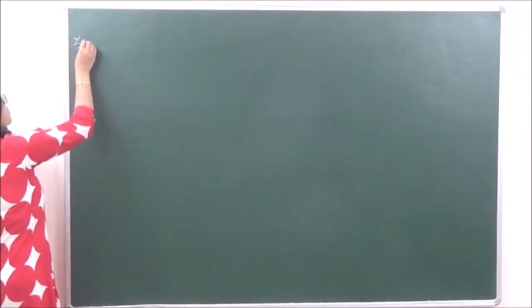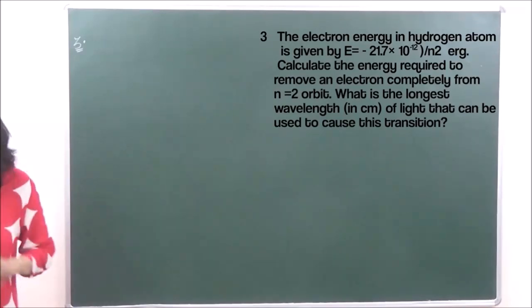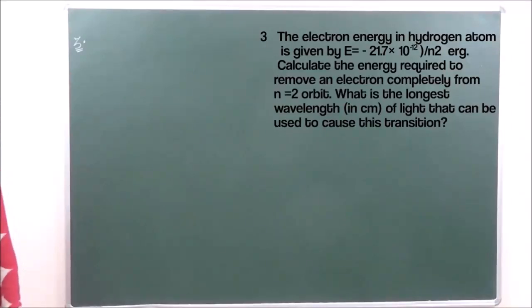Question number 3. What is question number 3? The electron energy in hydrogen atom is given by E is equal to minus 21.7 into 10 raised to the power minus 12 upon n square erg. Calculate the energy required to remove an electron completely from n is equal to 2 orbit. What is the longest wavelength of light that can be used to cause this transition?